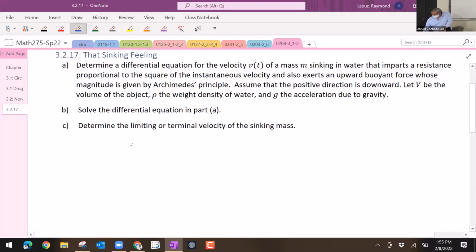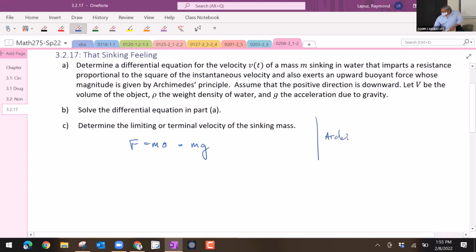We have force is equal to mass times acceleration, and our acceleration is due to gravity, so mg. Notice that the g is going down is positive, so we're not going to throw a negative sign in front of that. And Archimedes' principle, buoyancy or upward force, is equal to the weight of the water displaced. So let's figure out the weight of the water displaced.